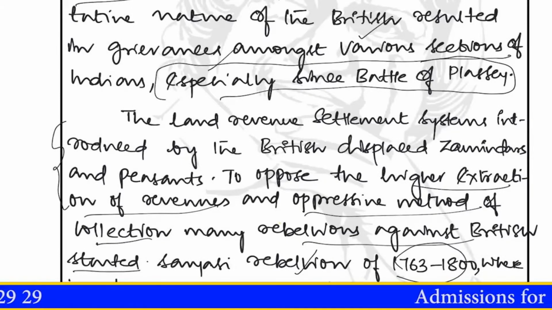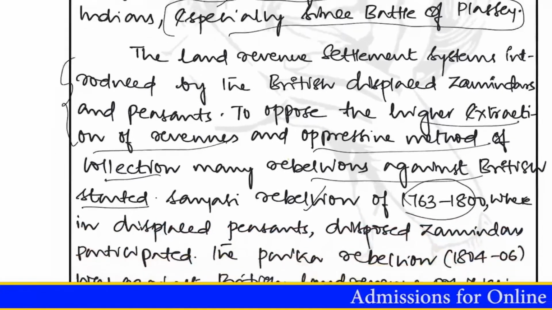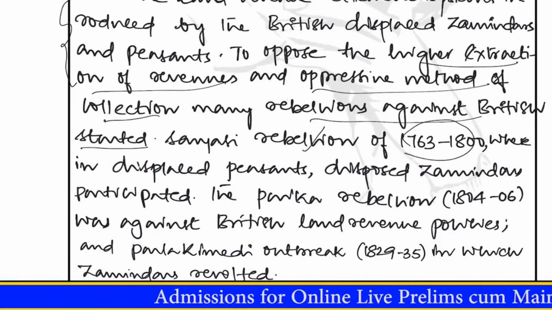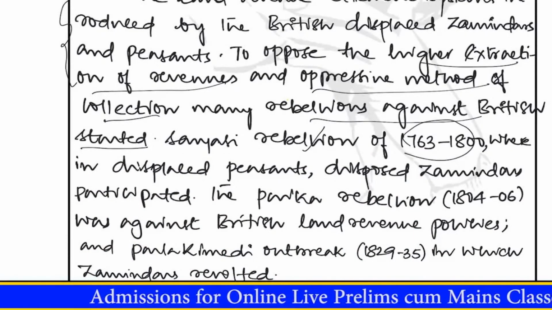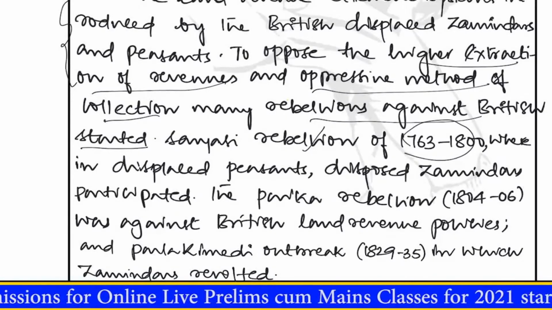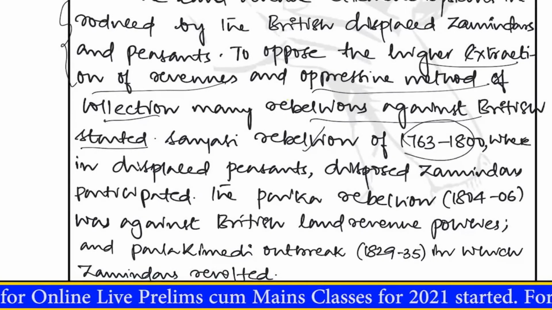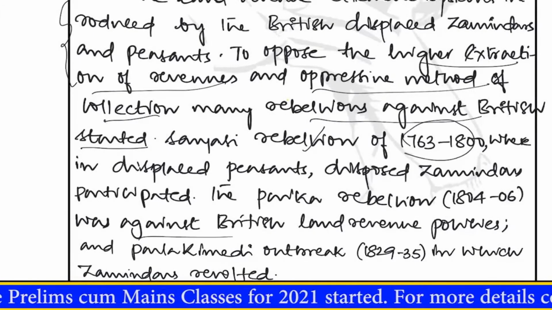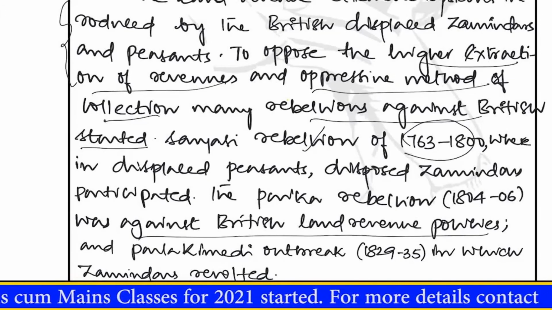And we also have something called the Paika Rebellion. Who are these Paikas? Paikas were the traditional military of Odisha. And these people also raised a rebellion against the Britishers in 1804 and 1806. Now what is this rebellion? It is against the British land revenue policies, okay?